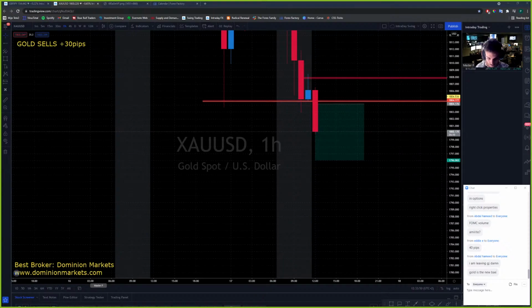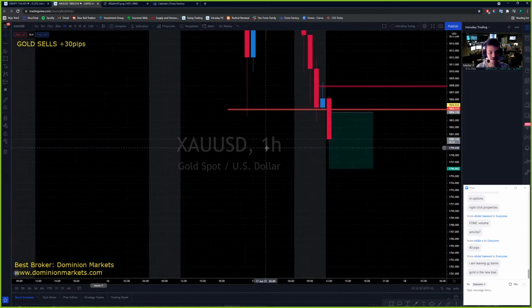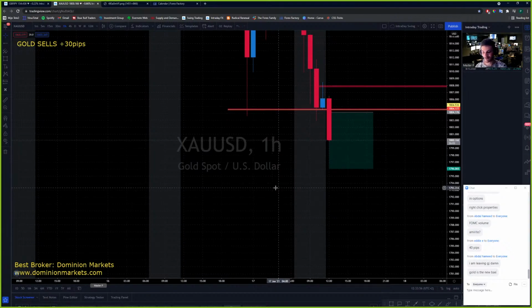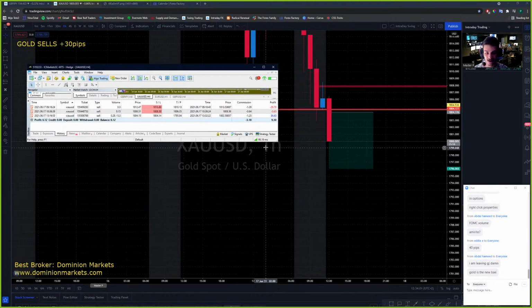So if you guys caught this trade, it was a little early, but I started the stream extra early just so you guys can see this trade being executed. So we're running almost 50 pips in profit over here.